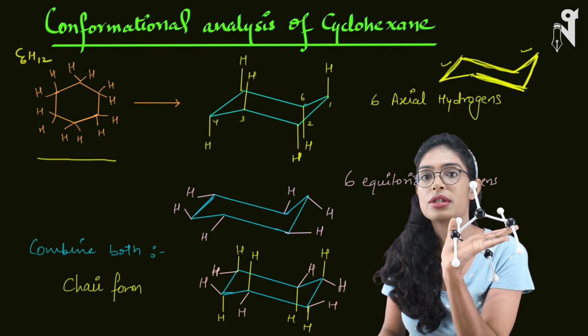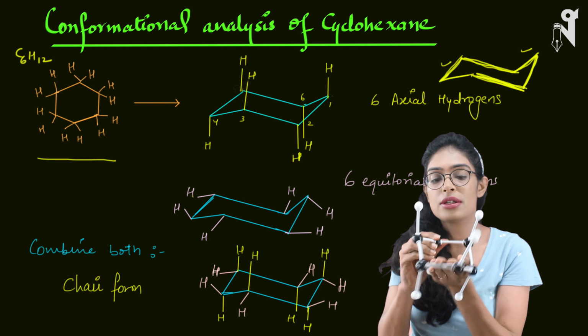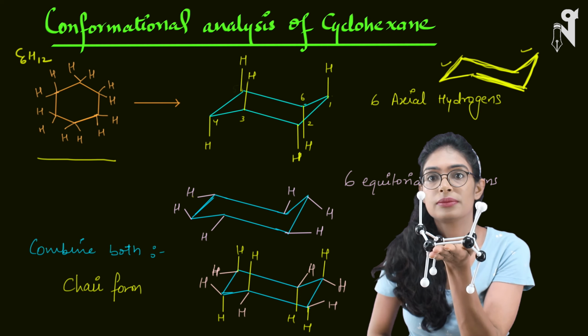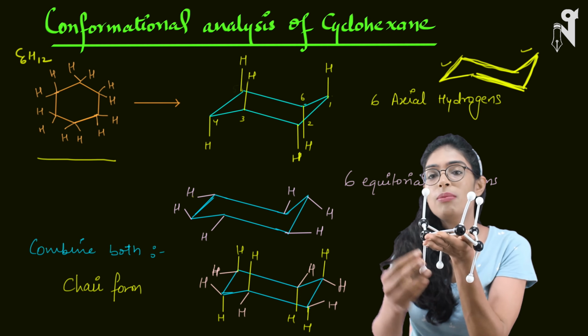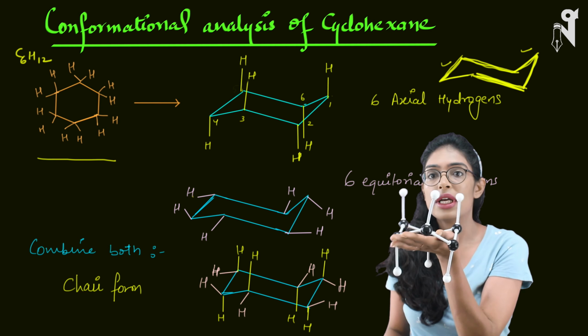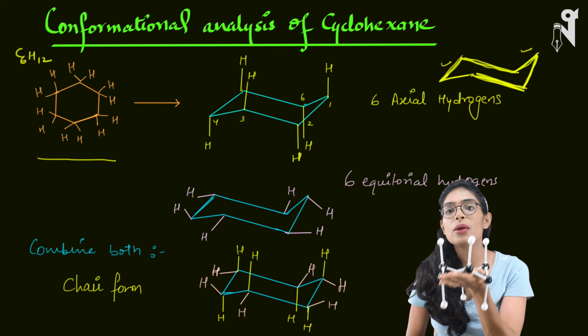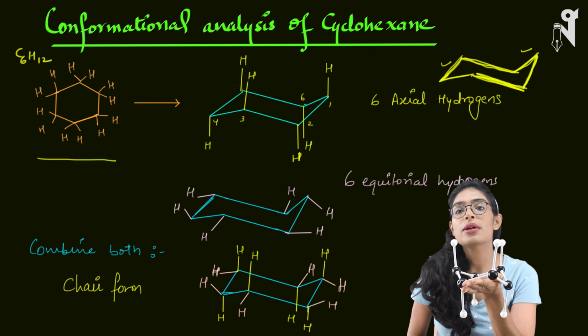This is down here, this is up here, and this is the center of the chair, right? So one bond up, one bond down, one bond up, one bond down, one bond up, and one bond down. This is how the axial hydrogens are arranged. This is how exactly you'll draw it in your diagram also.